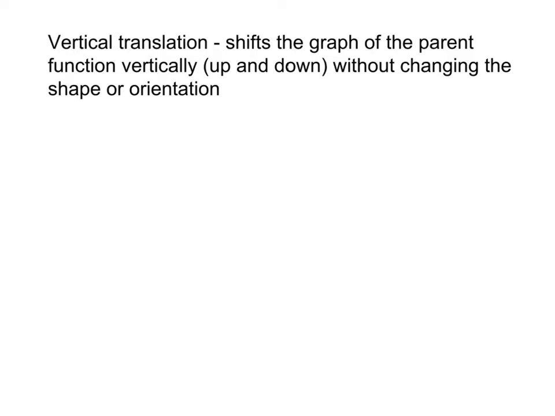The first thing we are going to look at is vertical translation, and you've heard the word translation from geometry class. That's where you move the graph around left, right, up, or down. But since we're only talking about vertical right now, that is going to shift the graph of the parent function vertically, so obviously up or down, without changing the shape or its orientation.